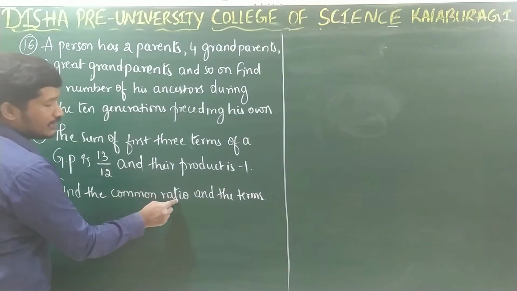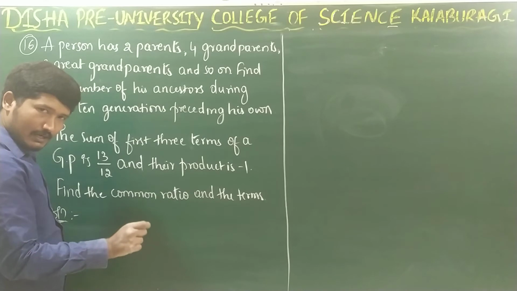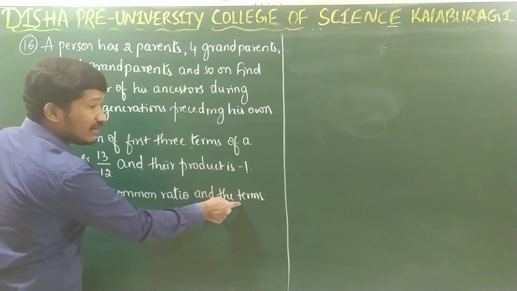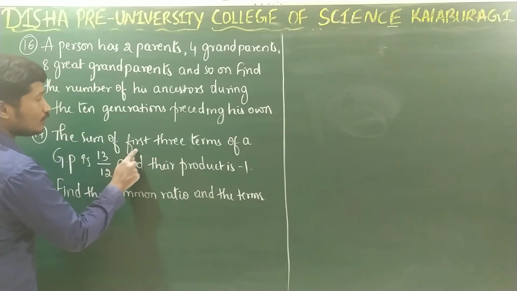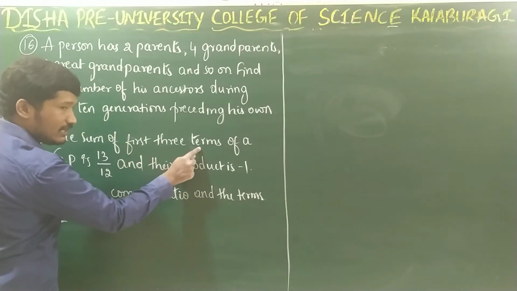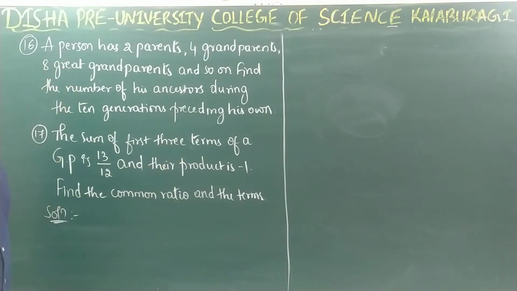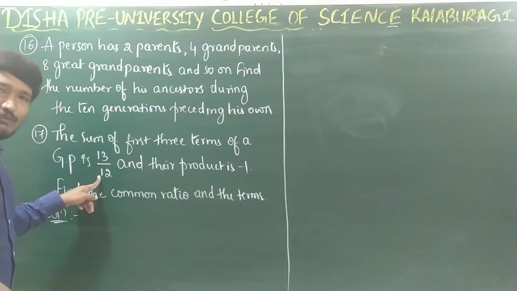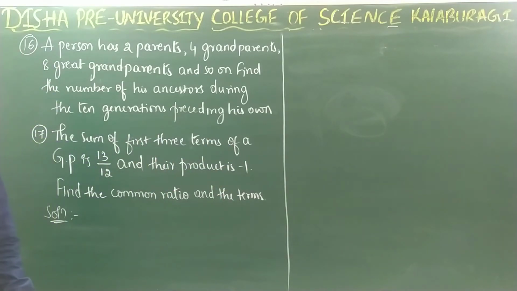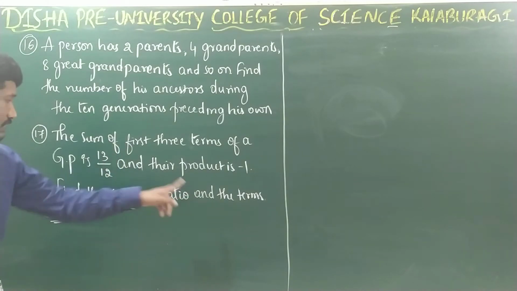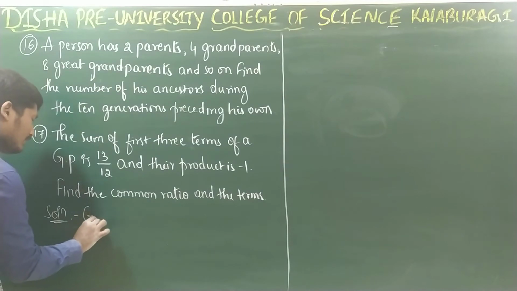Find the common ratio. What do we have to find out? We have to find out the common ratio and the terms. And the terms, in the sense, we have to calculate the first 3 terms. So what are those first 3 terms? Such that when you add, you will get 13 by 12, and when you multiply, you will get -1. So let us see what are those terms and what is the common ratio. Right? So first we will write the given.